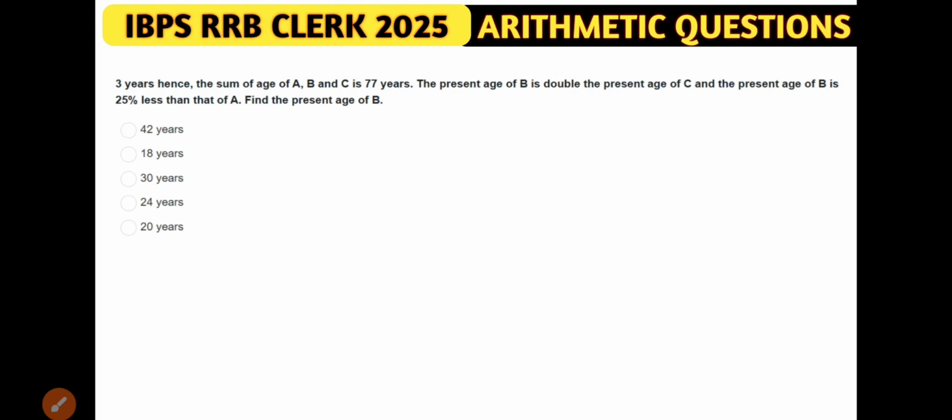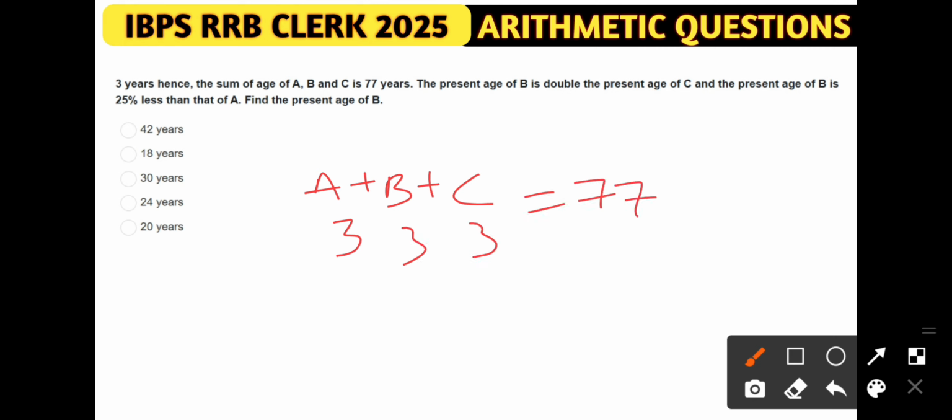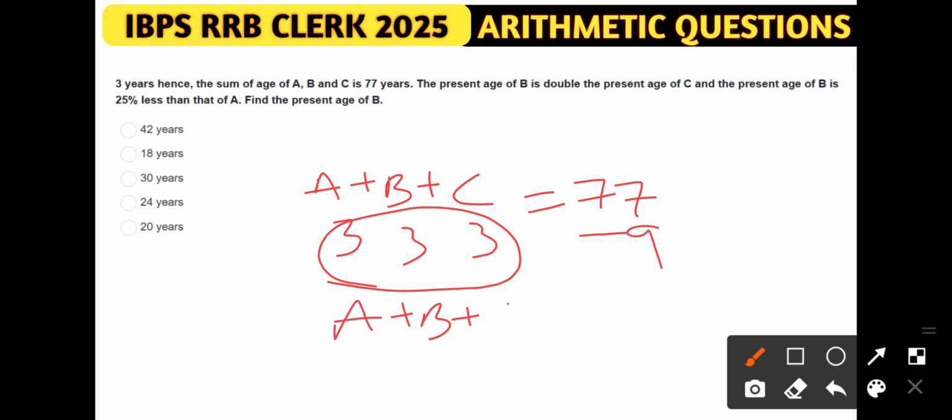Now we are going to see the last question. 3 years hence, the sum of the ages of A, B, C is 77 years. So A plus B plus C, sum of the ages 3 years hence. 3 years hence means here 3, here 3, and here 3, will be 77. To get the present total sum, subtracting all these 9 from this, we reach the present age. A plus B plus C total sum at present will be 68.